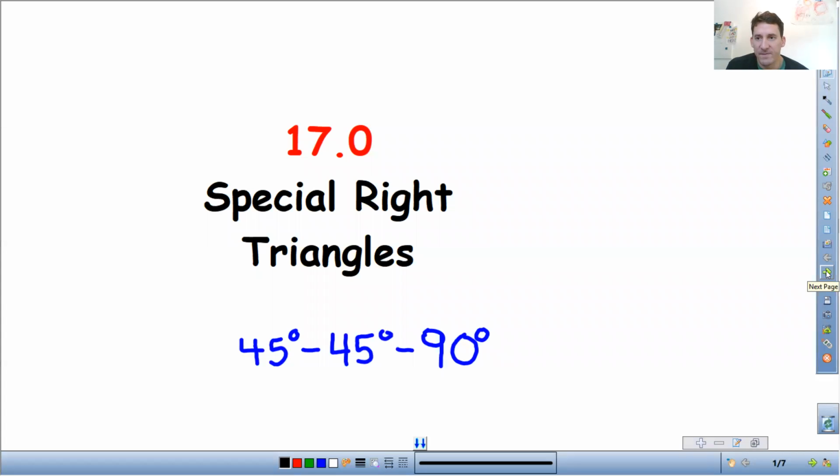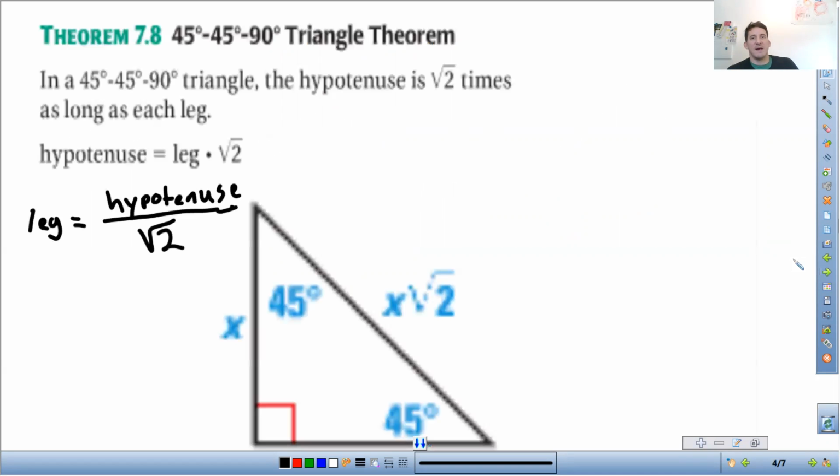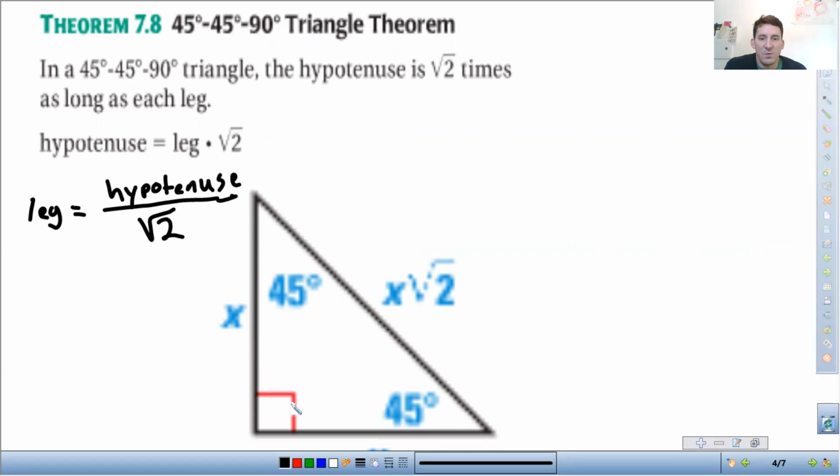So starting off with 45, 45, 90 triangles, I'm just going to get into this lesson. There's a shortcut for 45, 45, 90 triangles. If you know the two legs of a right triangle, you can find the hypotenuse by multiplying the leg by the square root of 2. If you know the hypotenuse, you can find the leg by dividing by the square root of 2.